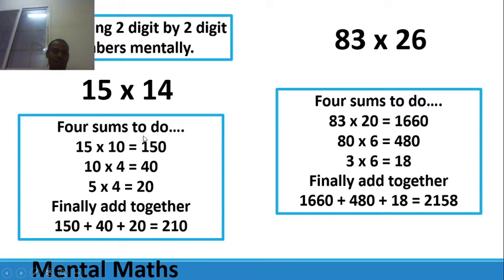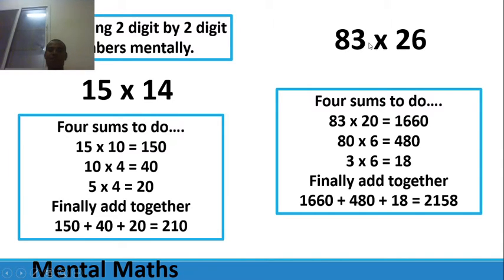In fact, there are four sums to do. We'll make 15 multiplied by 10, then 5 multiplied by 10, then 10 multiplied by 4, then 5 multiplied by 4. So 15 by 10 is 150, 10 by 4 is 40, 5 by 4 is 20. Finally, add together to get 150 plus 40 plus 20 equals 210. There is another method also: double 15 is 30, half of 14 is 7. So 30 multiplied by 7 gives 210.